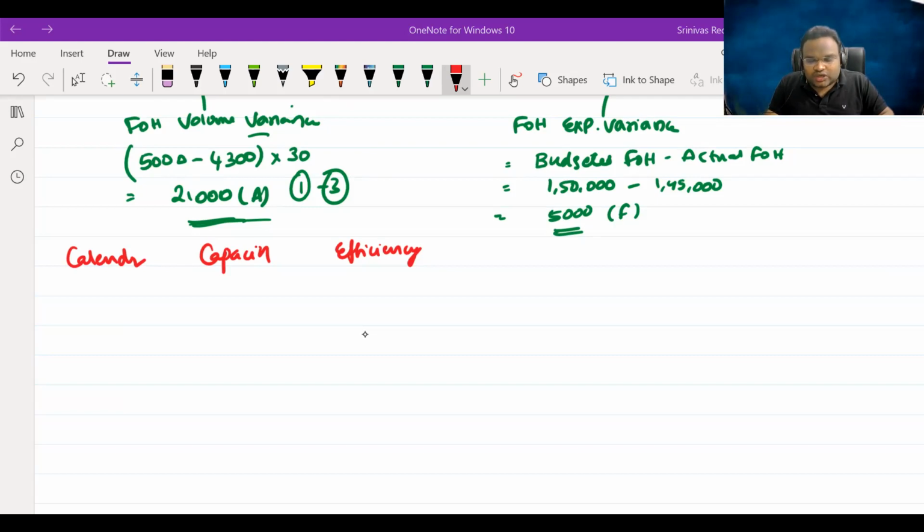Let us say a student called X has planned his studies for the next month. He thought that in the month of April there would be 30 days. Each day he wanted to read for 12 hours, and every hour he wanted to complete 10 pages. This is called budget output.